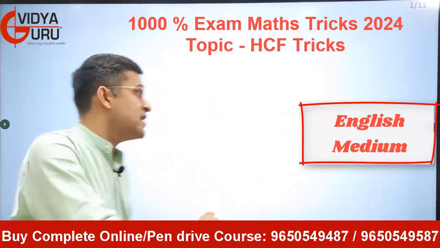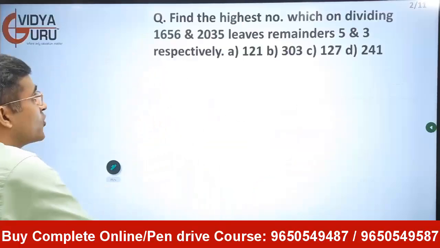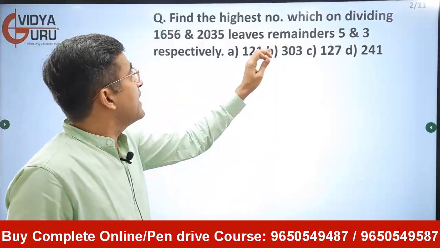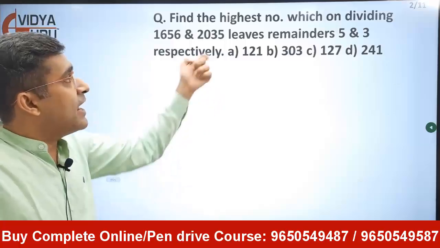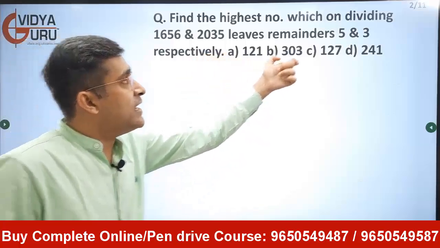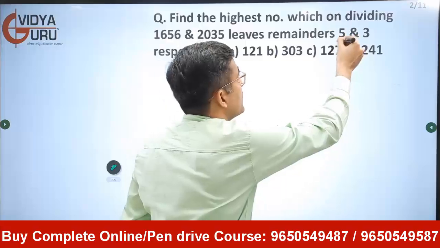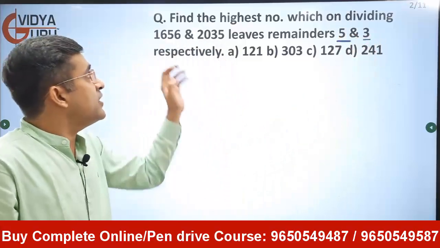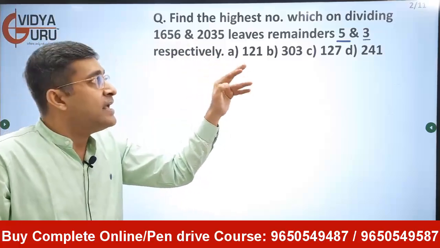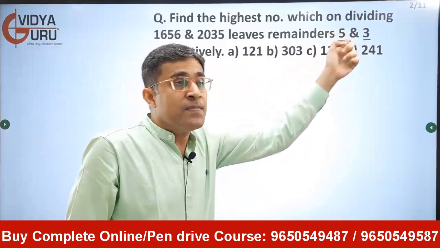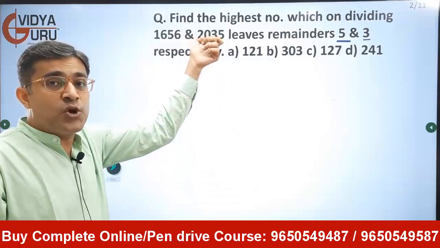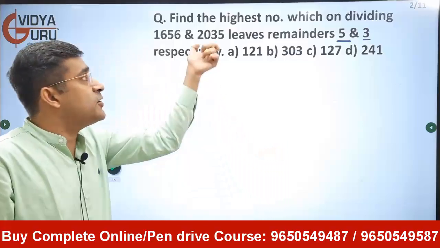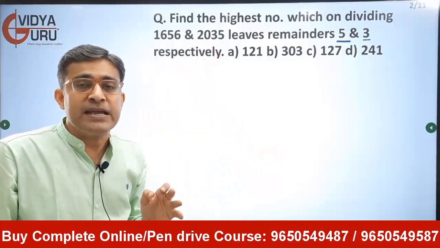Let's move on to the first question. Let's see what is given on your screen. Find the highest number which on dividing 1656 and 2035 leaves remainders 5 and 3 respectively. That means this number does not divide 1656 completely. It leaves a remainder 5, and when it divides 2035, it leaves a remainder 3. That means it does not divide 2035 completely.